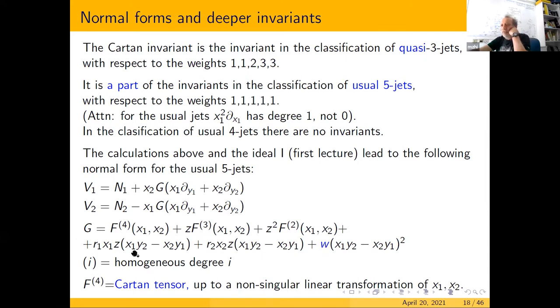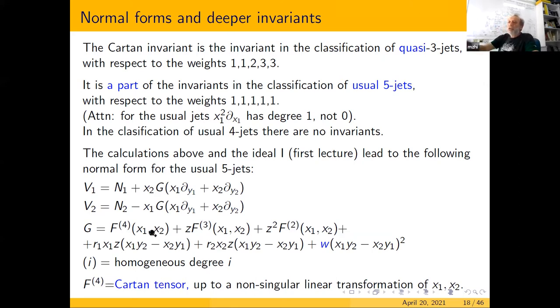You'll see now why. So here we have quasi degrees for this part, degrees with respect to these weights bigger, 7, 7, and here 8. Here is 8, because y has degree 3, 3 plus 1, 4, and squared, 8. Here is 7. So starting from everything beyond this F4, it is beyond the Cartan tensor. These are deeper invariants.